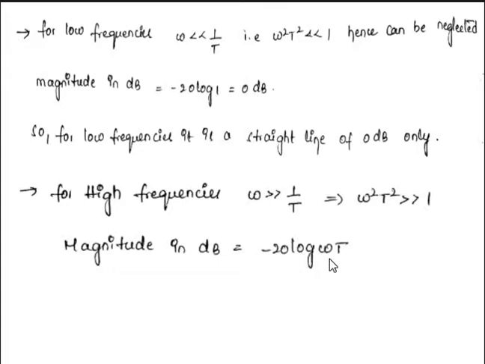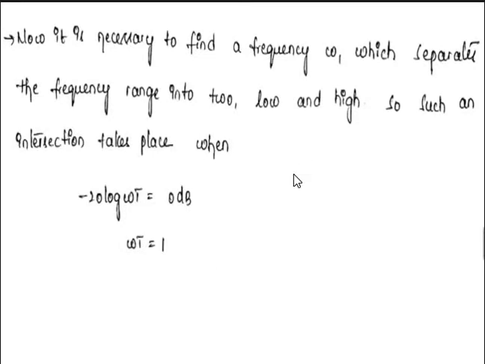But how can you identify the low frequency and high frequency? To differentiate the low and high frequencies, we calculate the corner frequency. Below that corner frequency, the frequencies are called lower frequencies. Above the corner frequency, they are called higher frequencies. So it is necessary to find omega 1, where omega 1 is nothing but the corner frequency. This is the formula for calculating the corner frequency.